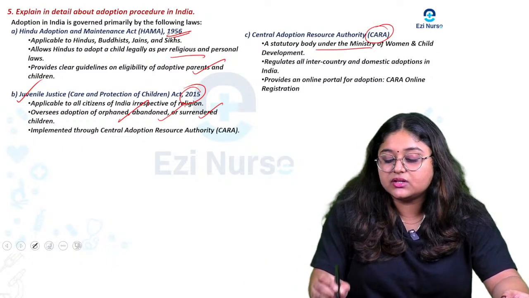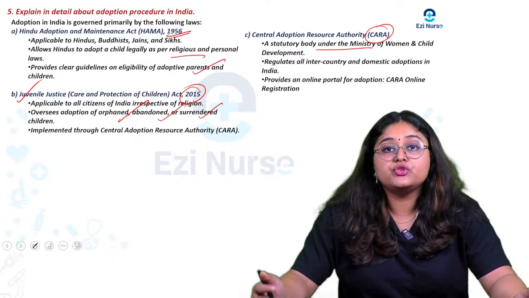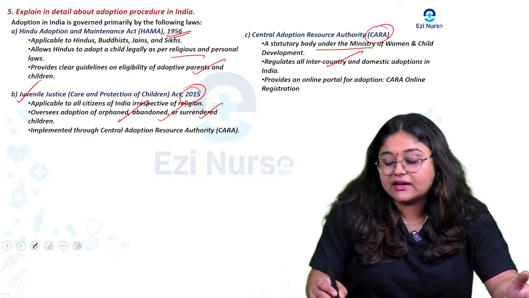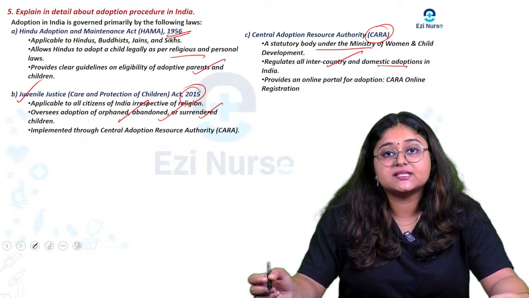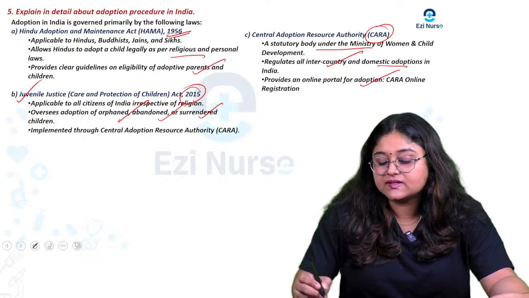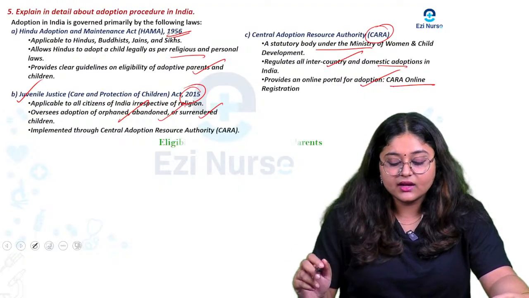So it is a statutory body under the Ministry of Women and Child Development, which mainly regulates all the inter-country as well as the domestic adoptions in India, and it also provides an online portal system for the adoption. So that is CARA online registration.